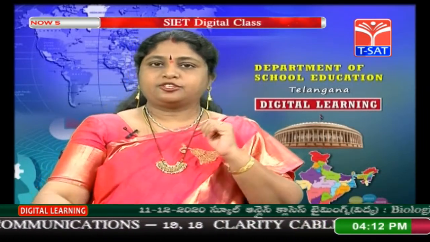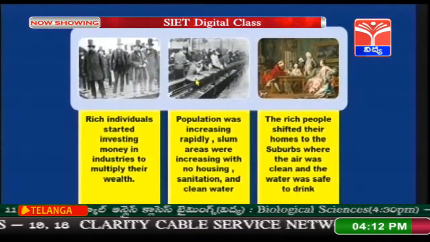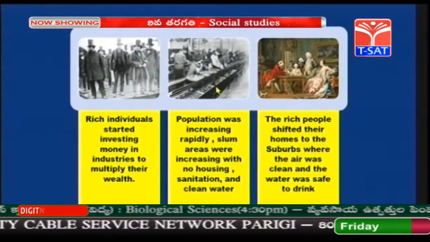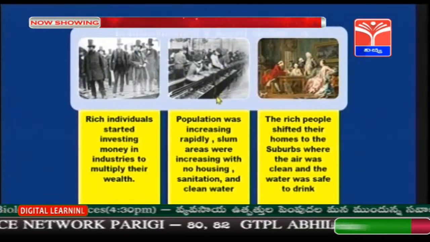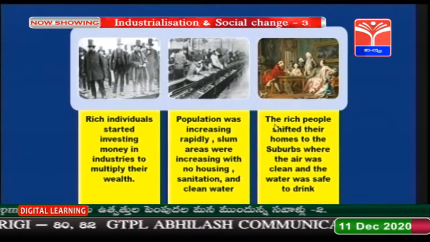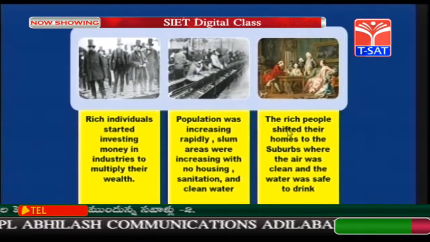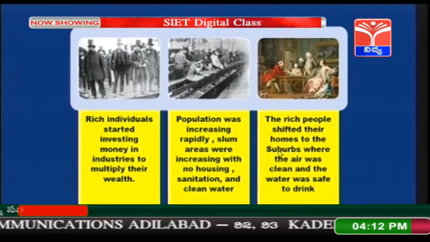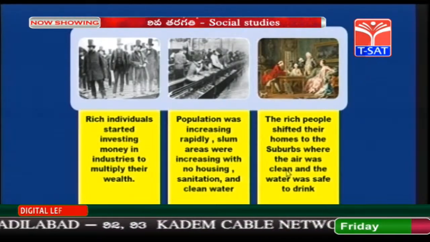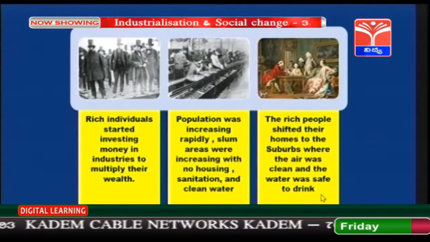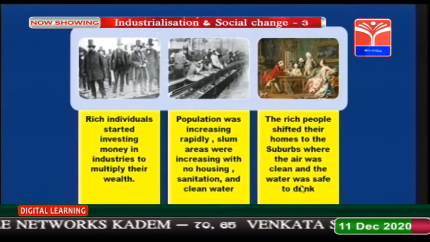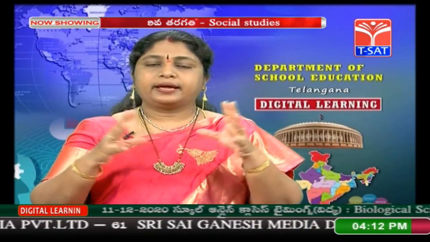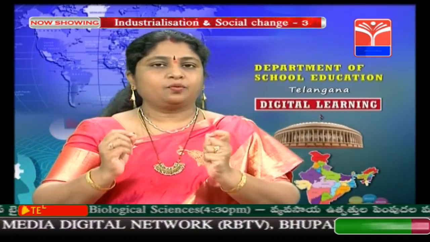You can see in the image here. See, these are the workers and they are living in the slum areas. But what about the rich people? The rich people shifted their homes to the suburbs where the air was clean and the water was safe to drink. So rich people could benefit from it because they shifted their homes to suburbs. In suburbs the air is very fresh, clean, and there is safe drinking water.